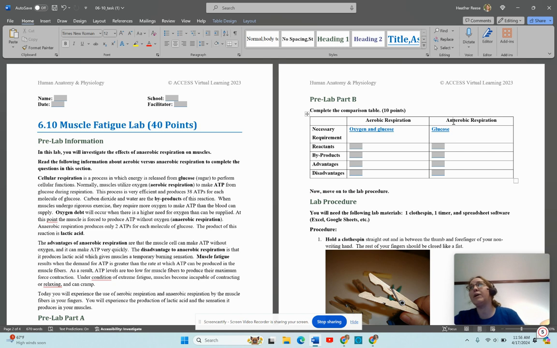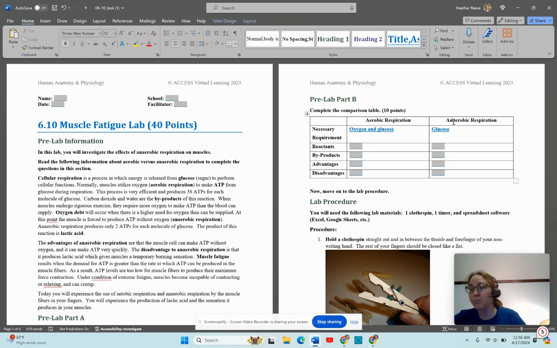An advantage of aerobic respiration is energy. So you could put energy there. You could put ATP there. There's actually around 38 ATP that are produced through aerobic respiration. I don't see any disadvantages of aerobic respiration, but if you had some, you could put those there. It's a lab, so you can think outside of the box.